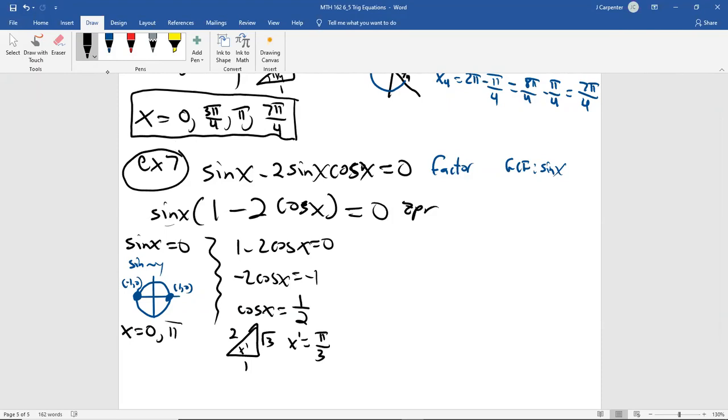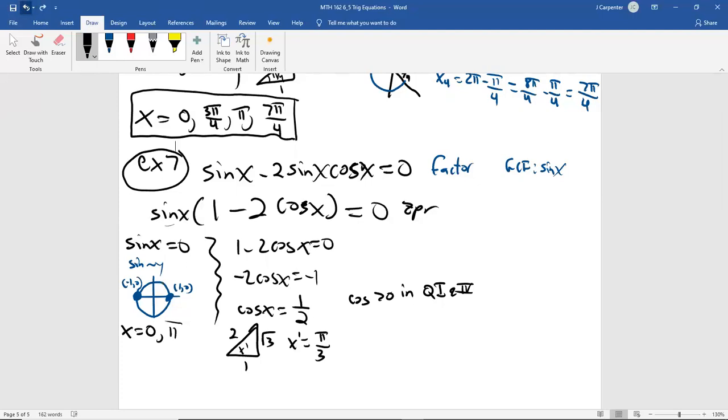Cosine's positive in more than just one quadrant. Cosine is positive in quadrants, which ones? A smart trig class. So A, all, in quadrant 1, so that's one of them. The reference angle will be one of them. S, smart for sine, so no. T, trig, tan, no. C, cosine class. Boom. Quadrant 4. So quadrant 1 and 4. And again, that's because cosine goes like the x, and x is positive on the right side of the graph.